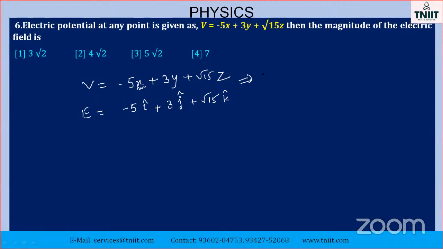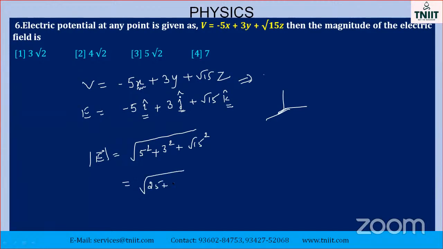So this is in terms of unit vector. I, j, k are perpendicular to each other. If all the three lines are perpendicular to each other, the magnitude of the electric field is given by root of 5 squared plus 3 squared plus root 15 squared, which is nothing but root of 25 plus 9, which is 34, plus 15 is 49.